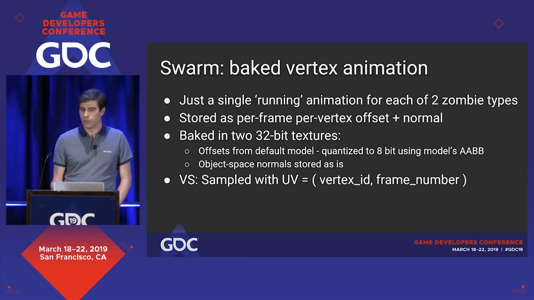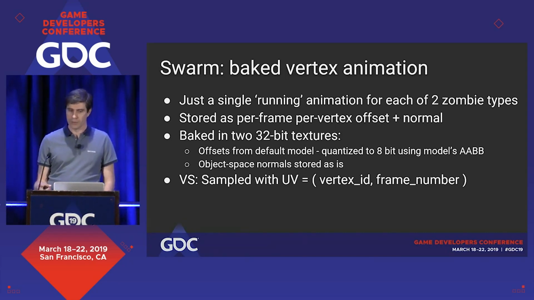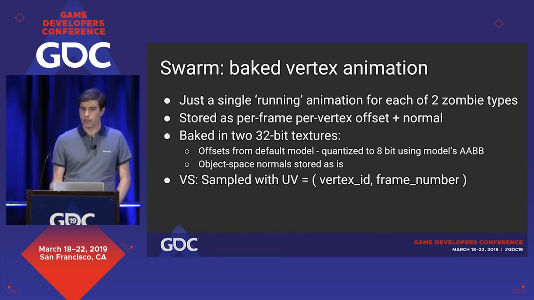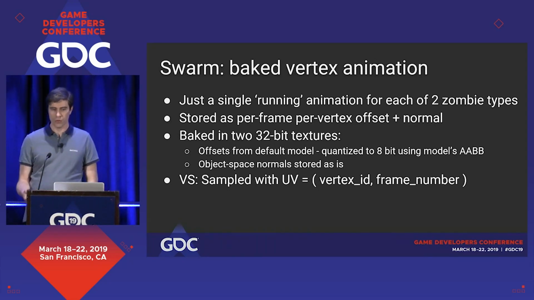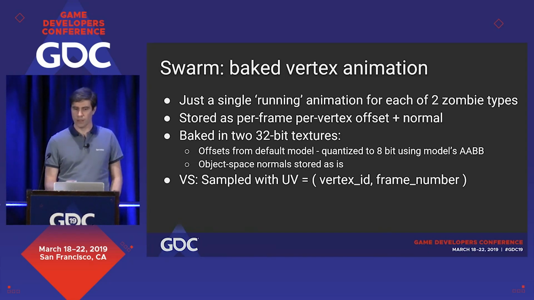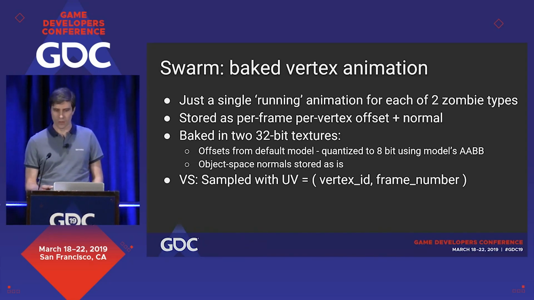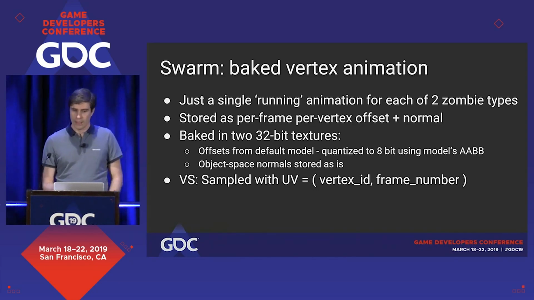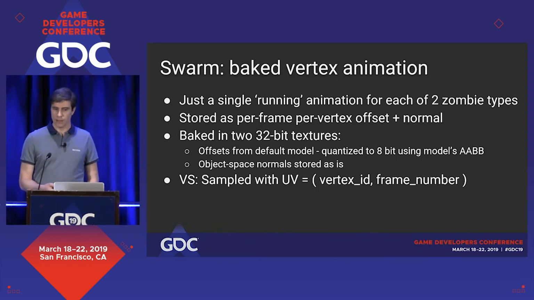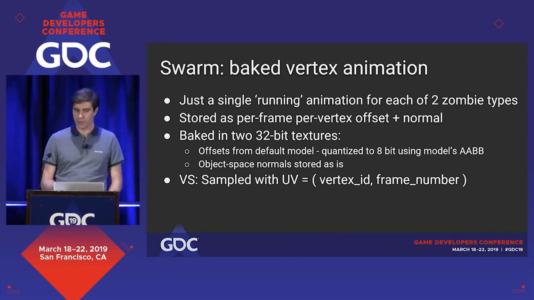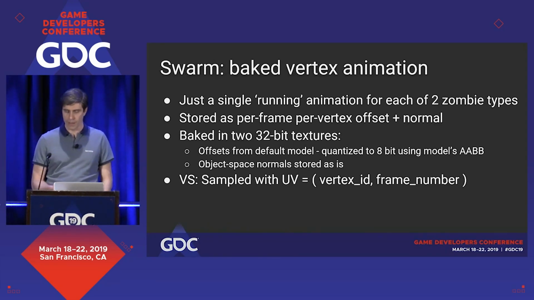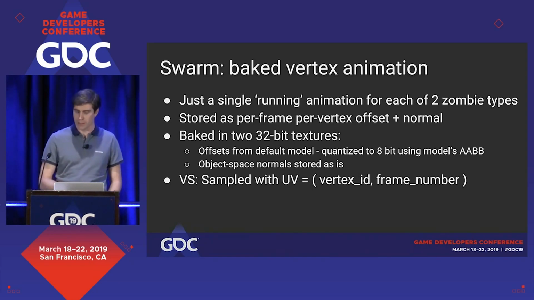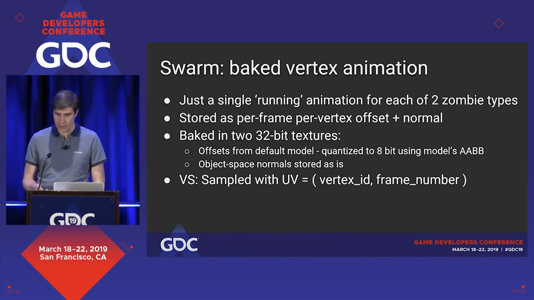Since we only have 2 different geometries for zombie swarm, we bake two different running animations. This running animation is stored into 2 32-bit textures. One texture encodes offset from default, and this offset is quantized into 8-bit. And the second texture has object space normals. And in runtime and vertex shader, we sample those textures with vertex ID and frame number and get our frame of animation.